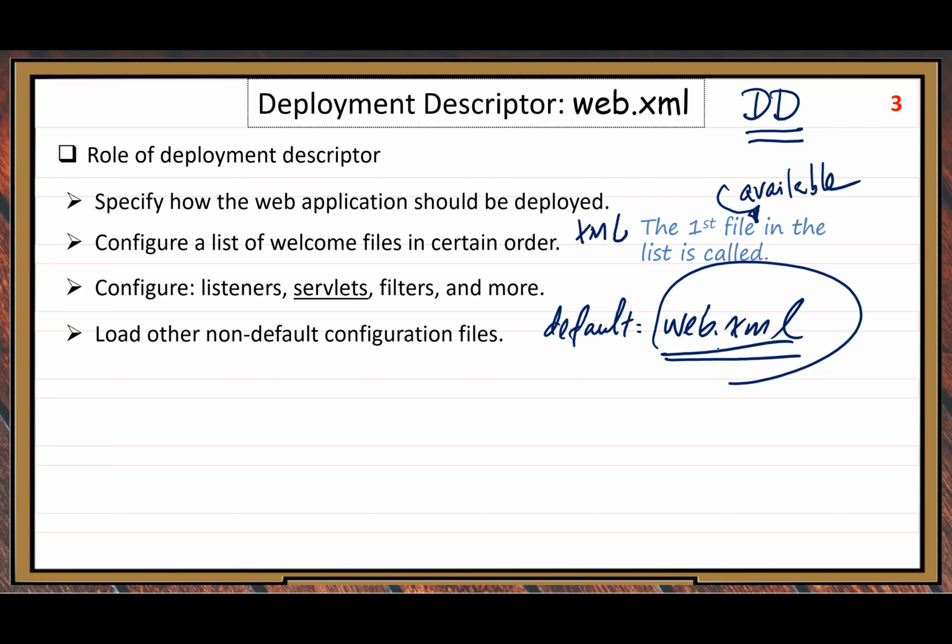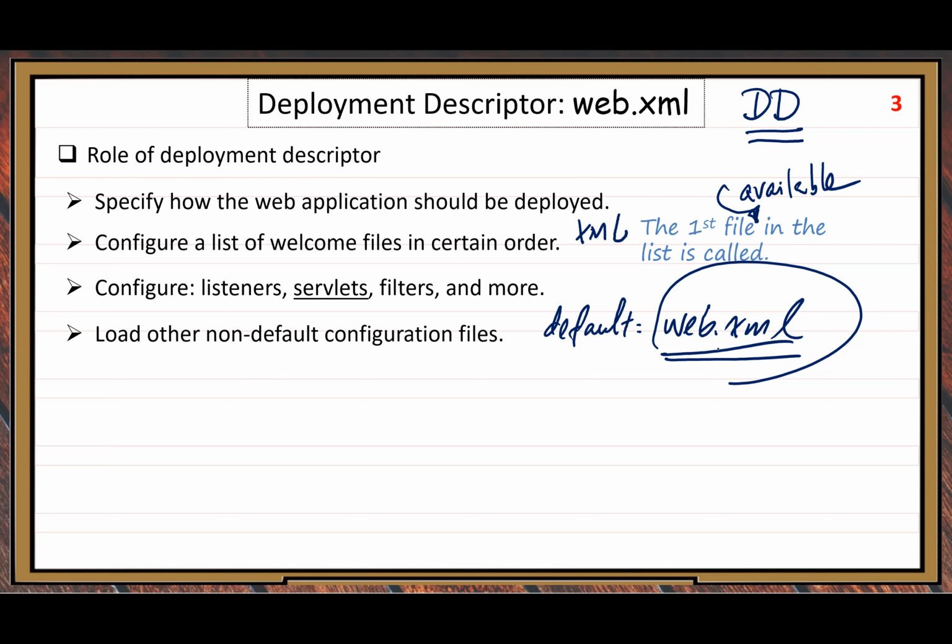but for non-default configuration files, because for the default configuration you can only have one, right? One file to be the default. All the other configuration files, you may need to configure a lot of things. Think about that. If you need to use non-default configuration files, how do you tell the Java web server where to find those non-default configuration files?